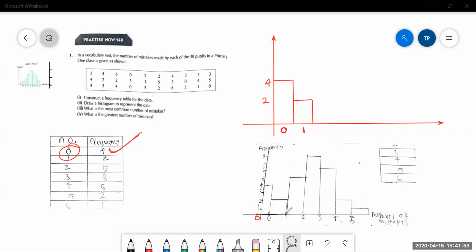Because you see, if you put 1 here, can you see what I'm drawing? If you put your 1 here, when this line goes up, it goes to 5. But your 1 is 2. When the number of times they make one mistake, the frequency is 2. But this one goes up to 5. You get what I mean?